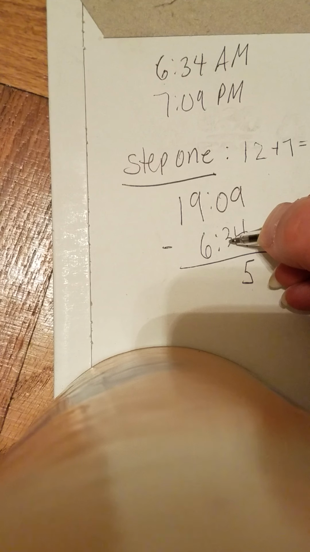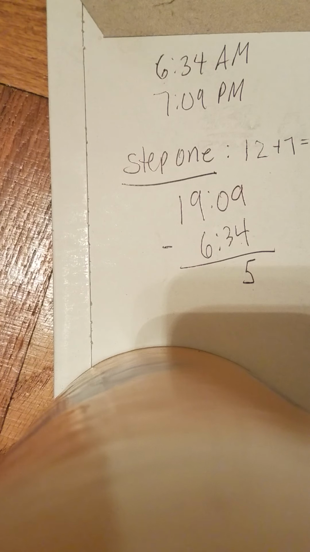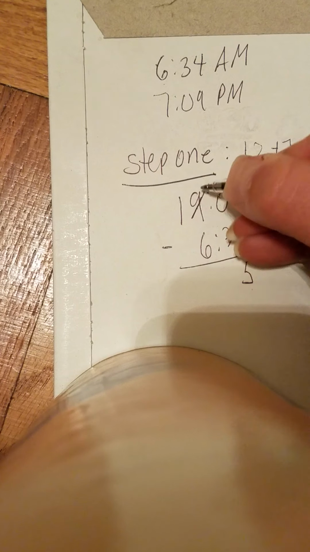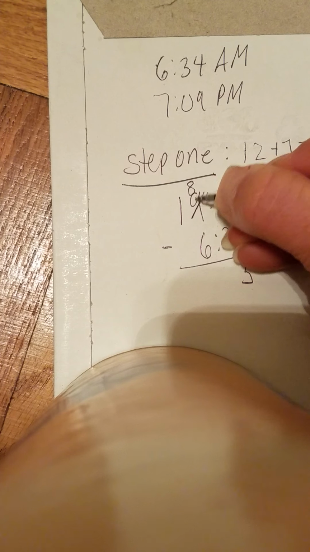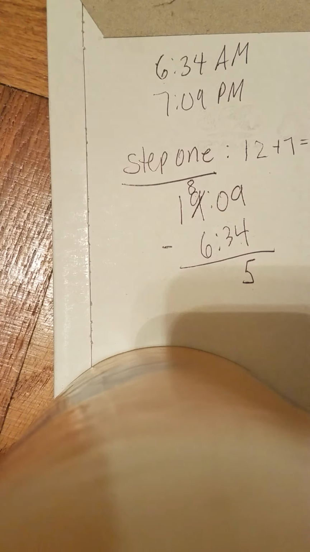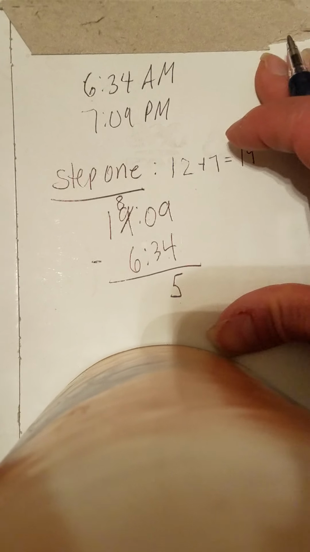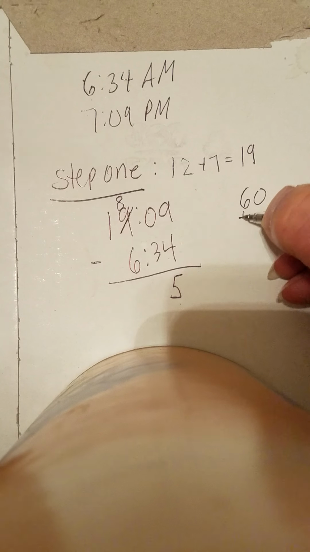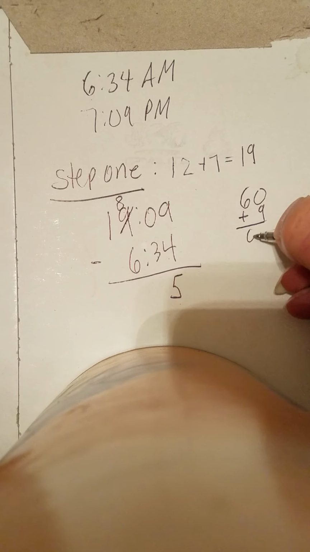0 minus 3. Right? Okay, we can't take 3 from nothing. We don't have enough. Remember that this is time and it's not regular numbers. So usually we would take a 10 to make a 10, right? We regroup. But in this case, because it's time, we need to remember to take an hour of power. So we took an hour of power. And how many minutes are there in an hour? Yes, indeed, 60 minutes. So we add 60 plus 9 equals 69.